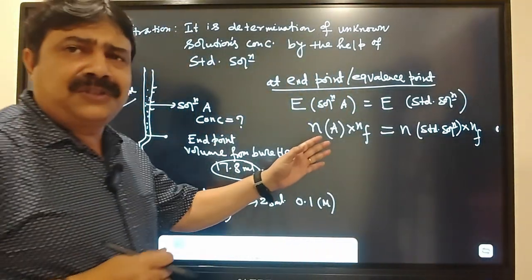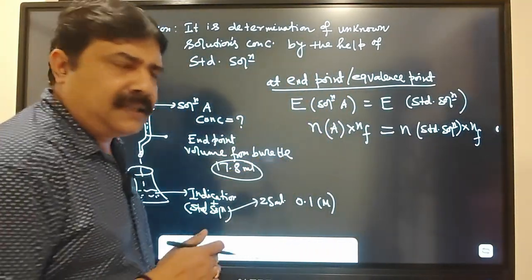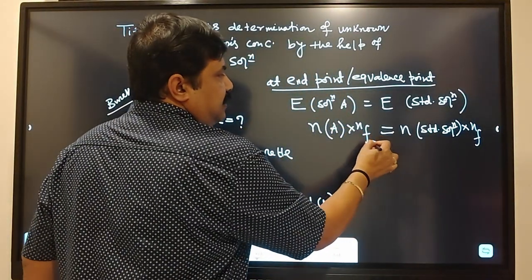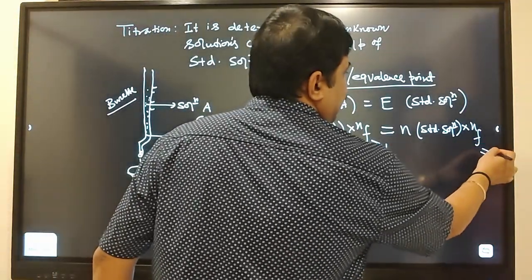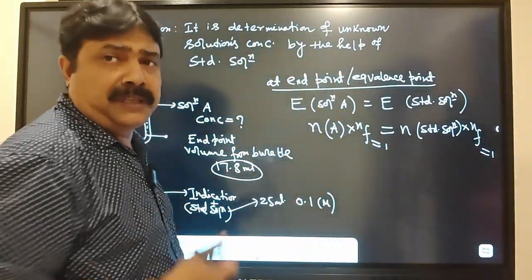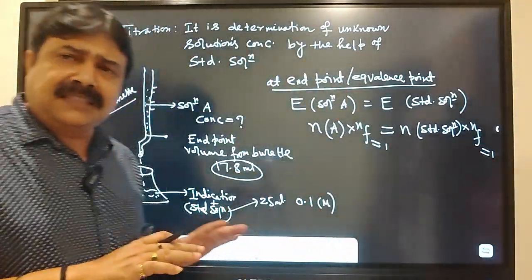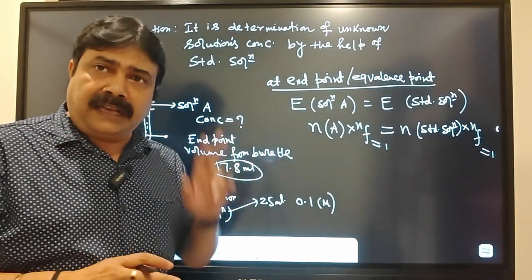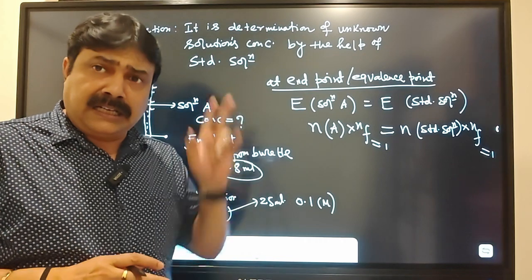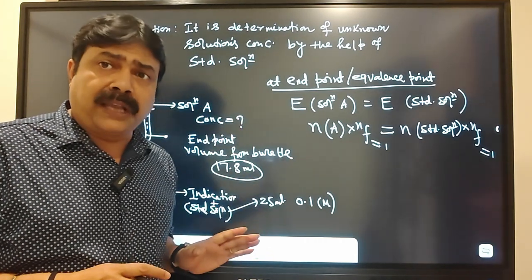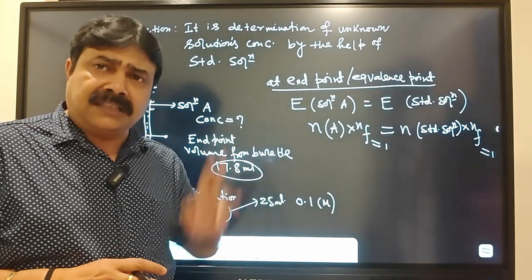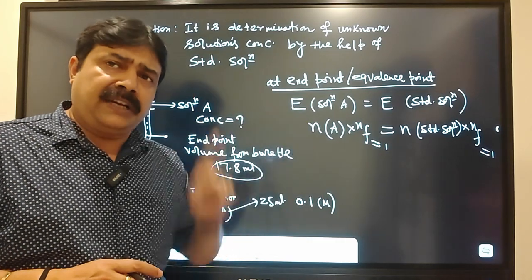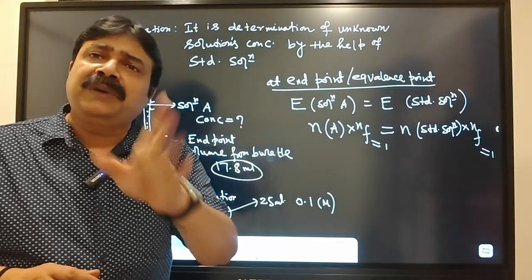Suppose I am assuming the n factor of both solutions is 1. In a particular reaction we will come to know the n factor. For different types of acids, I have explained how to calculate the n factor. For different types of bases, I have explained how to calculate the n factor. For redox reactions in a particular medium, how to calculate the n factor is already there in my videos, my dear.